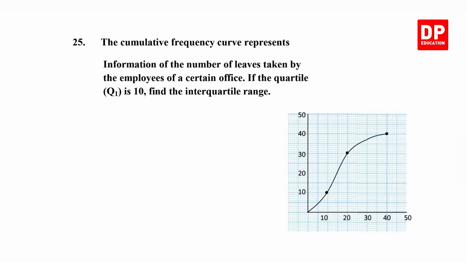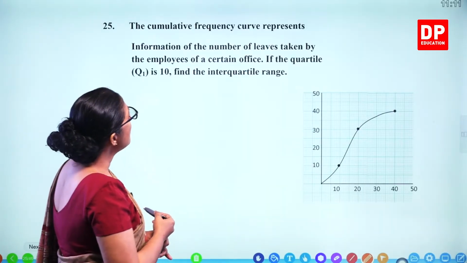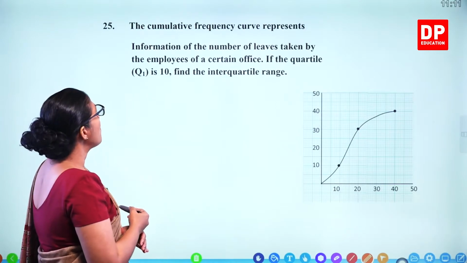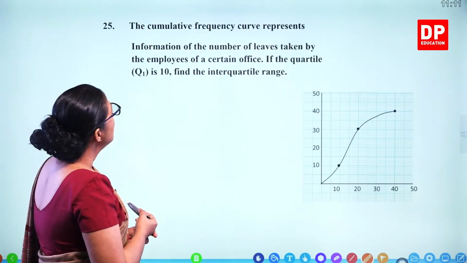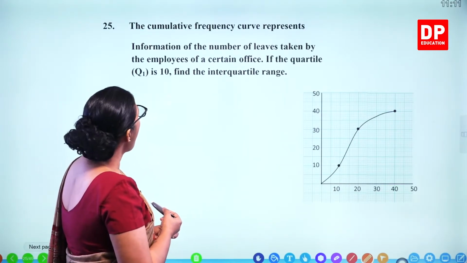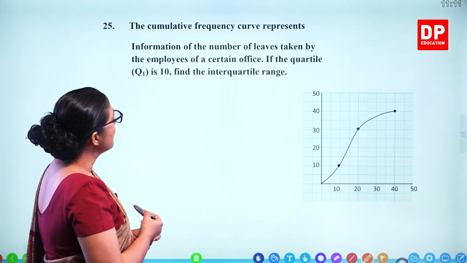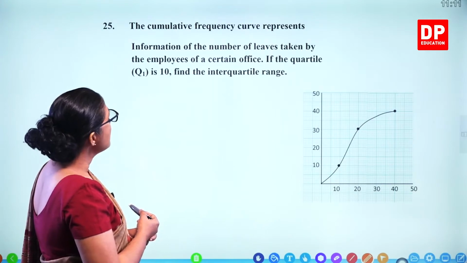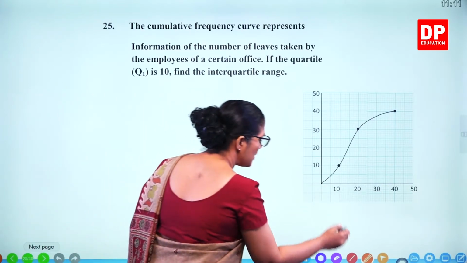And see the last question. That's a cumulative frequency curve given. The cumulative frequency curve represents information of the number of leaves taken by the employees of a certain office. If the quartile Q1 is 10, find the interquartile range. Q1 is 10. So that means this one.